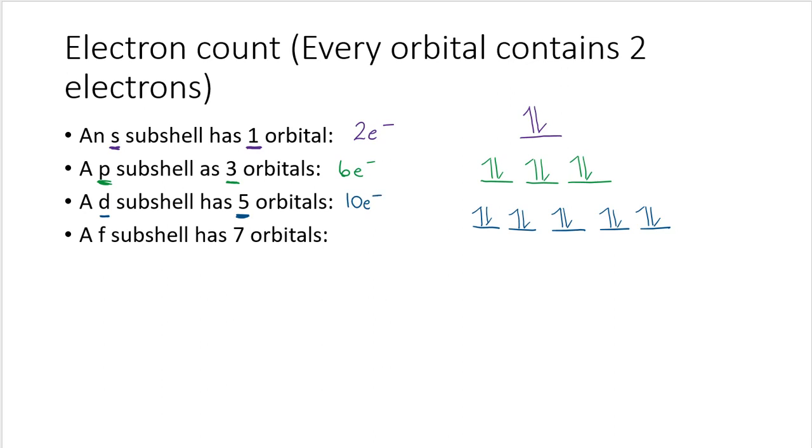And last but certainly not least, we have an F subshell that contains 7 orbitals. 1, 2, 3, 4, 5, 6, 7. So there's like 7 rooms in the house where an F electron can live. The electrons go in singly first before they pair. So an F subshell with 7 orbitals can hold up to a grand total of 14 electrons.